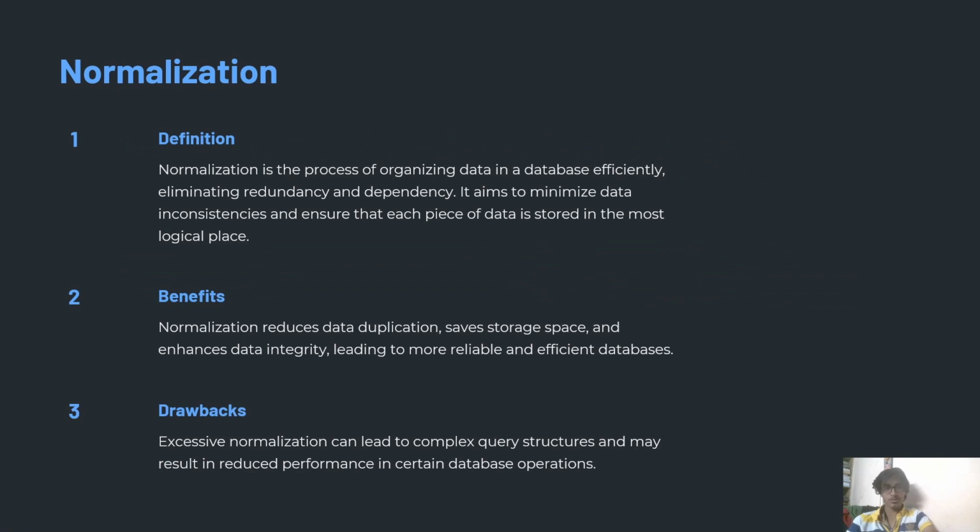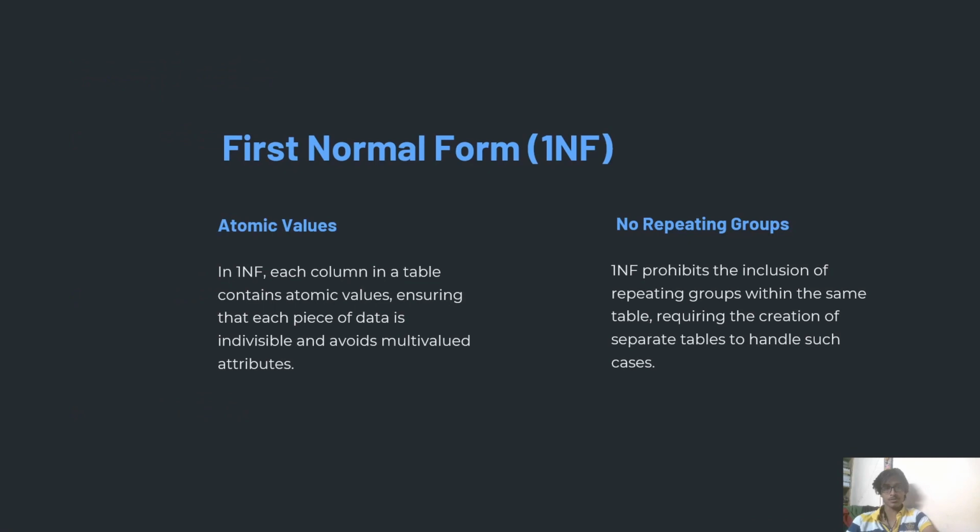Normalization. The definition of normalization is that it is the process of organizing data in a database efficiently, eliminating redundancy and dependency. It aims to minimize data anomalies and inconsistencies and ensure that each piece of data is stored in the most logical place. The benefits of normalization are that it reduces data duplication, saves storage space, and enhances data integrity, leading to more reliable and efficient databases. The drawback is that excessive normalization can lead to complex query structures and may result in reduced performance in certain database operations.